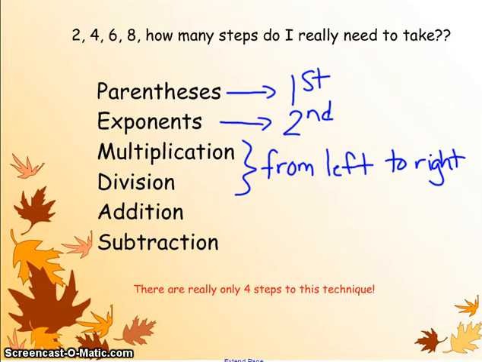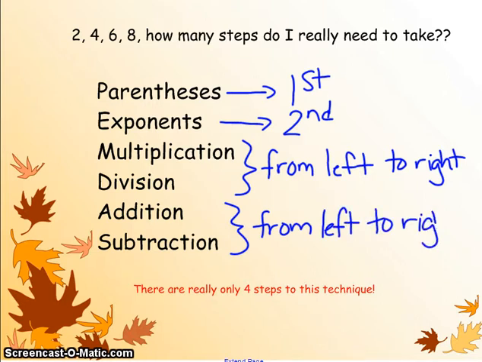Addition and subtraction are also very closely related, right? They are opposite or inverse operations of each other, and we're going to handle those the same way as well. You can do them pretty much at the same time. Whichever one happens first gets calculated first. Or in other words, again, from left to right, you will be solving the addition and subtraction.